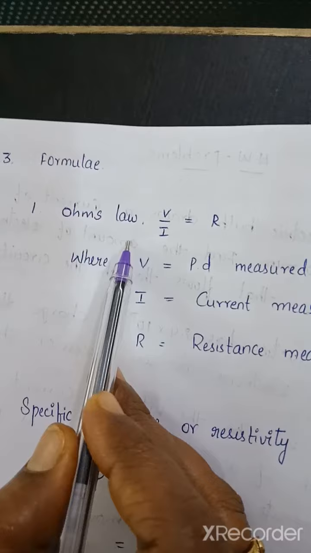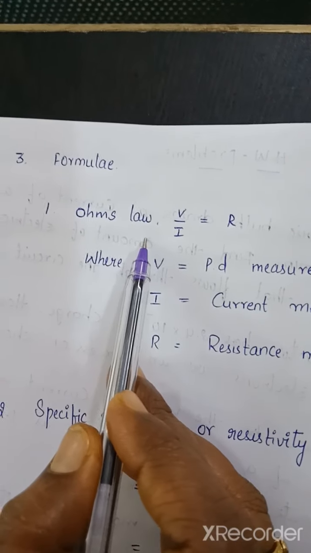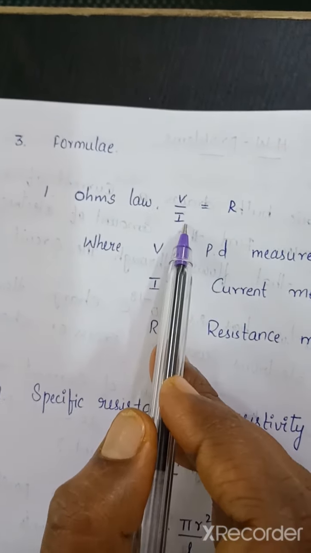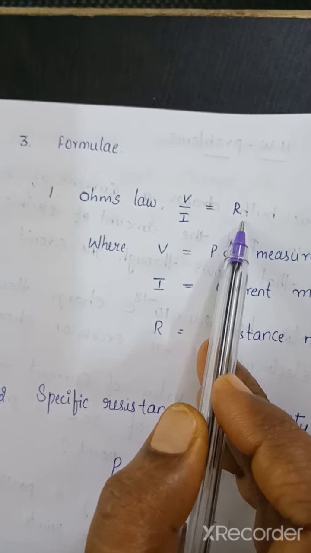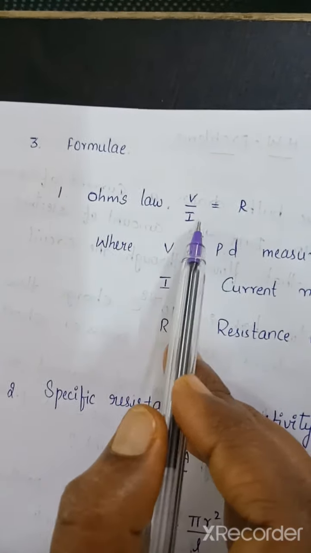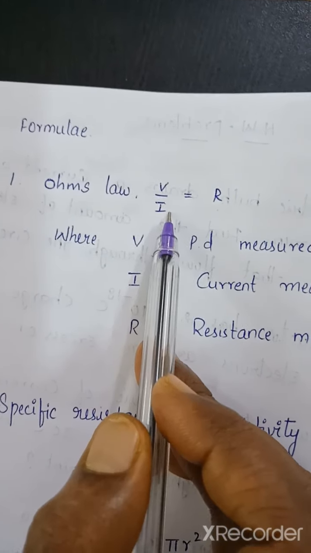Hello children, this is the third set of formulae that we are using in the lesson Electricity. First one, Ohm's law. Ohm's law is the relation between the potential difference, current, as well as the resistance. So the formula is V by I equal to R. This can be written as R equal to V by I.